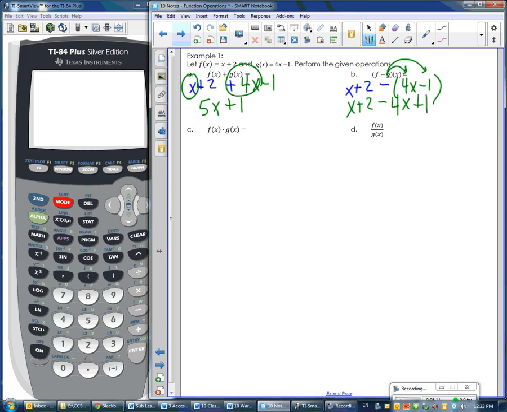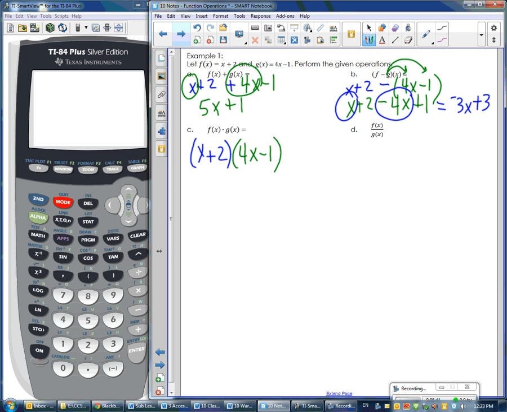When I combine my x's, I have a positive x here and a negative 4x here. When I put them together, I'm going to have a negative 3x, and then the 2 and the 1, when I put them together, I'm going to have a 3. With multiplication, again, you're going to need grouping symbols, and I'm going to need some grouping symbols around both quantities now. X plus 2, as well as my function g, which is 4x minus 1.